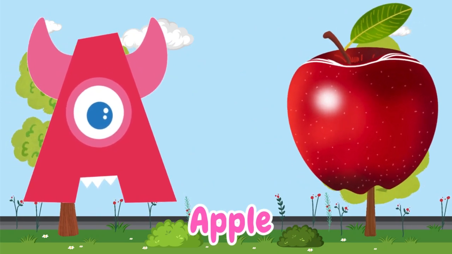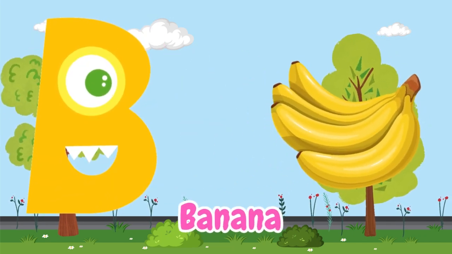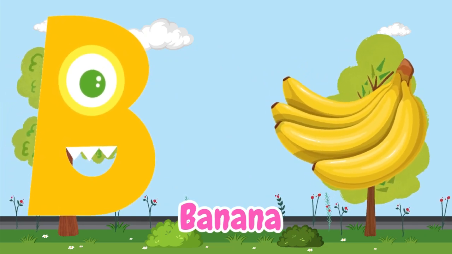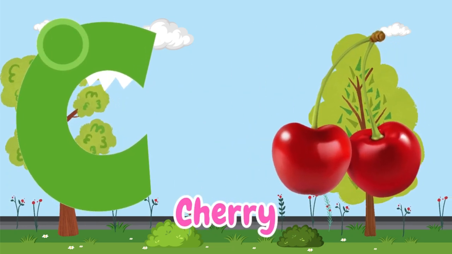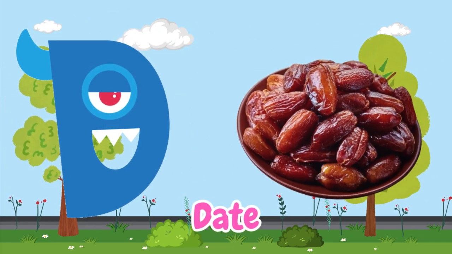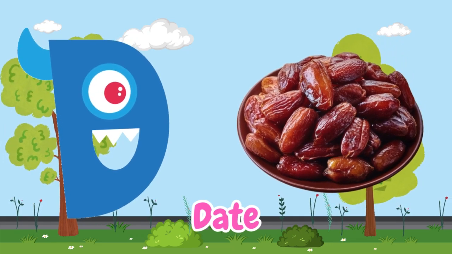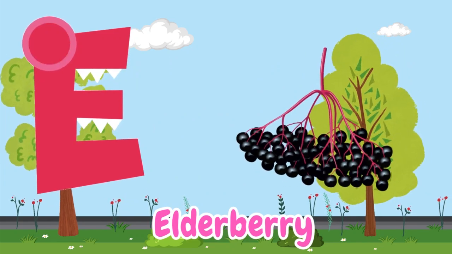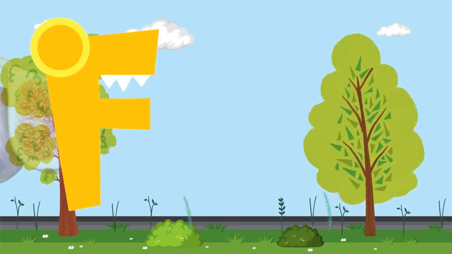A is for apple. B is for banana. Banana. C is for cherry. Cherry. D is for date. E is for elderberry. Elderberry.